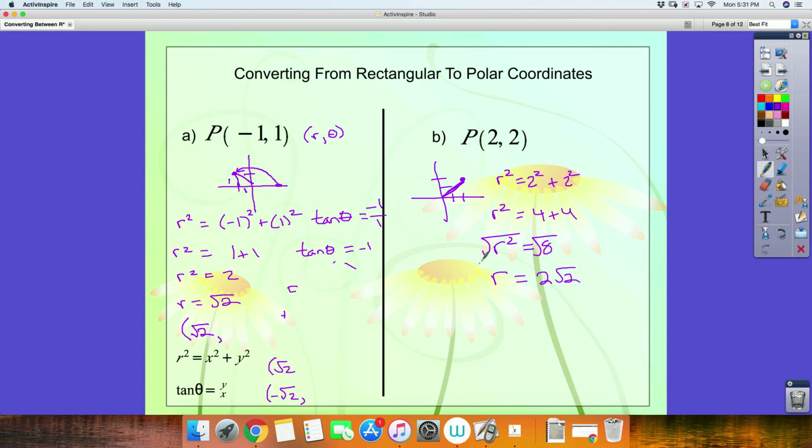So now we know our first part of the equation is that this radius length is 2 root 2. Now we have to figure out how far it rotated. So we do tangent theta equals y over x. Tangent theta equals y, which was 2, over x, which was 2. So we get tangent theta equals 1.